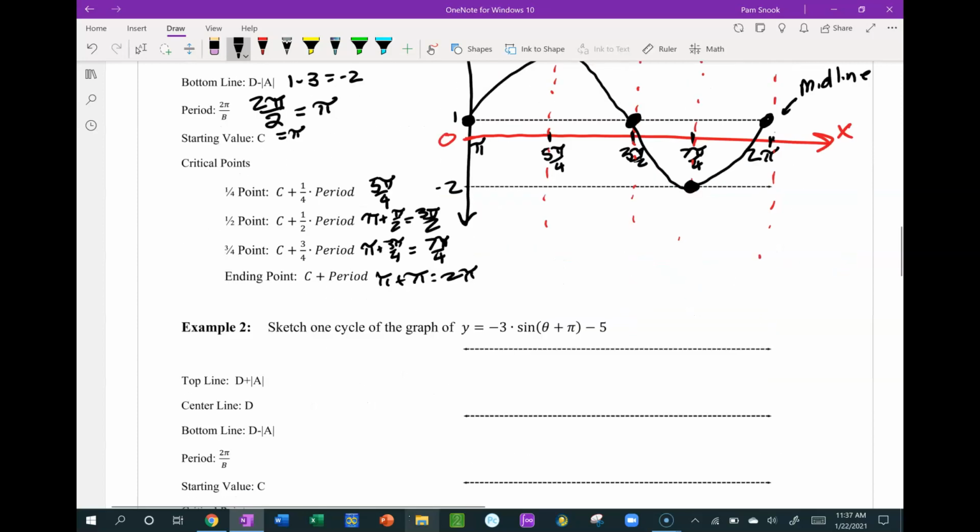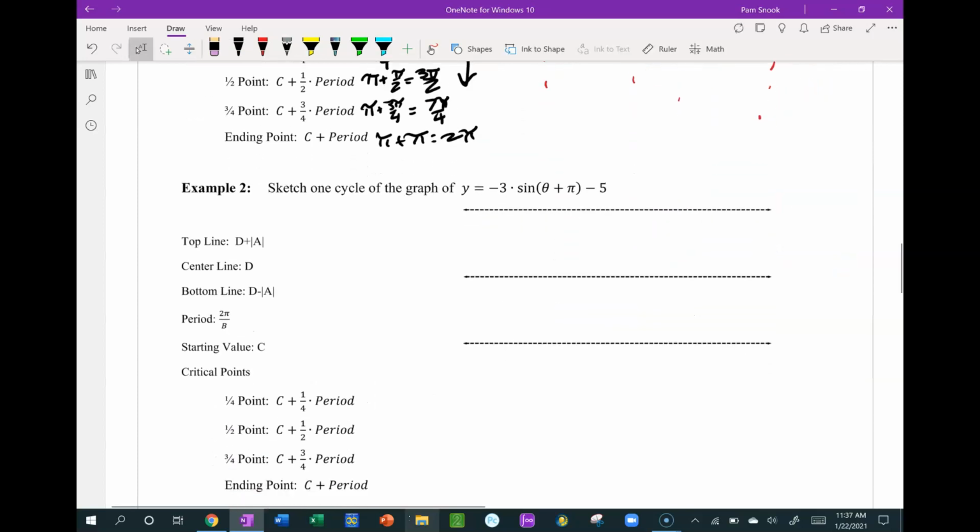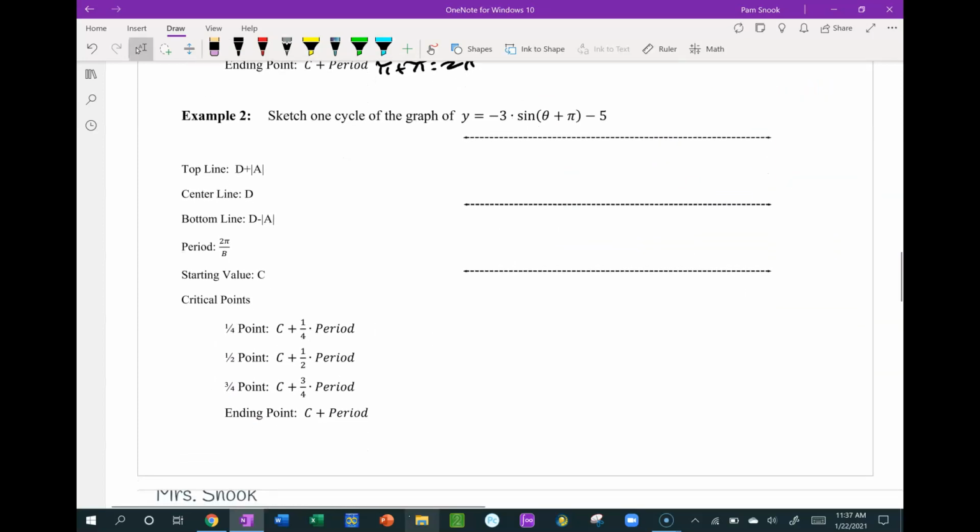Okay, let's do this again. This time, A equals -3, B equals 1, C equals -pi. Remember, change that sign. And D equals -5. So let's go ahead and just label our axis.